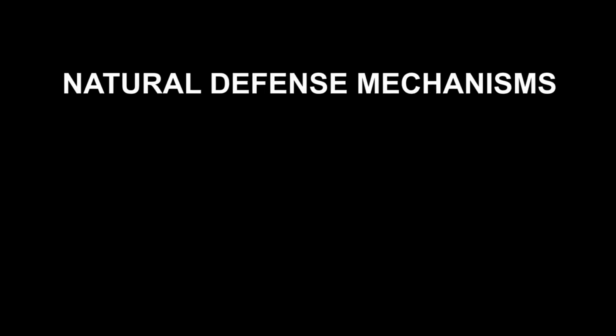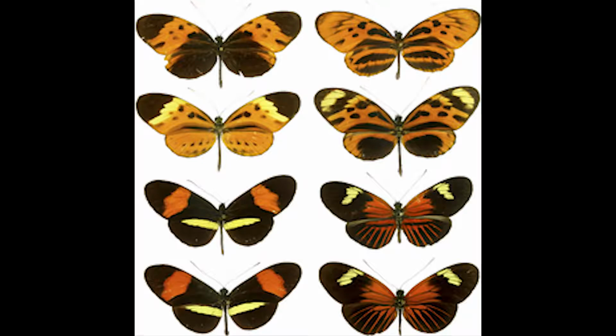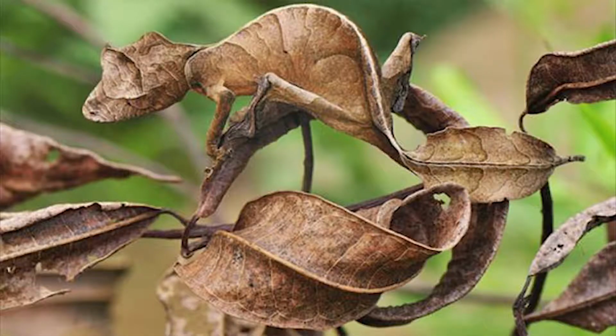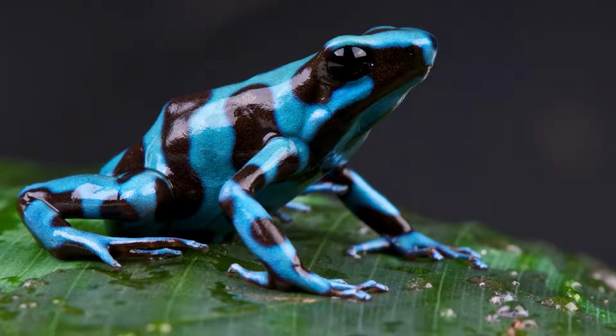Natural defense mechanisms include mimicry, cryptic, and aposematic. Mimicry is made up of Müllerian, which is when two or more unpalatable aposematically colored species resemble each other, and Batesian, which is when a harmless species mimics a harmful model. Cryptic is camouflage, and aposematic is warning.